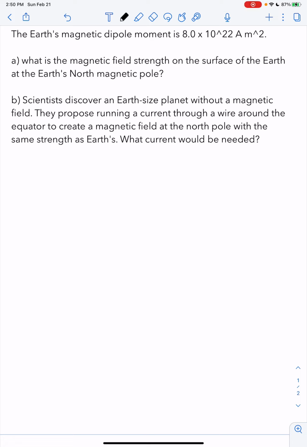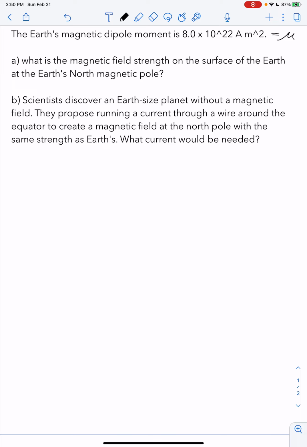In this question, we're going to look at Earth's magnetic field. So we start off with the observation that the Earth's magnetic dipole moment is this value here. So this is our mu value. Okay, so then let's start with A.